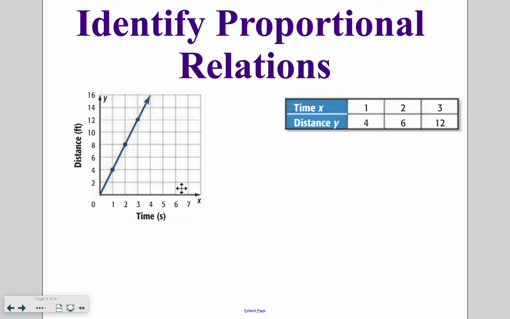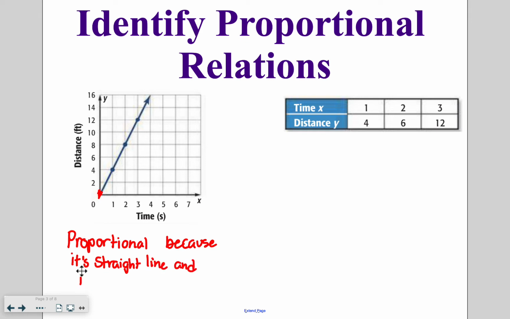When they are on a graph, your job is to determine first if it is a straight line. If it is not a straight line, then it is automatically non-proportional. If it is a straight line, like this one is, it must include the point 0, 0. So this example would be proportional because it is a straight line that includes 0, 0. So we have the fact that it is straight. It needs to be straight in order to be proportional, and it includes 0, 0. So that coordinate must be on the graph.